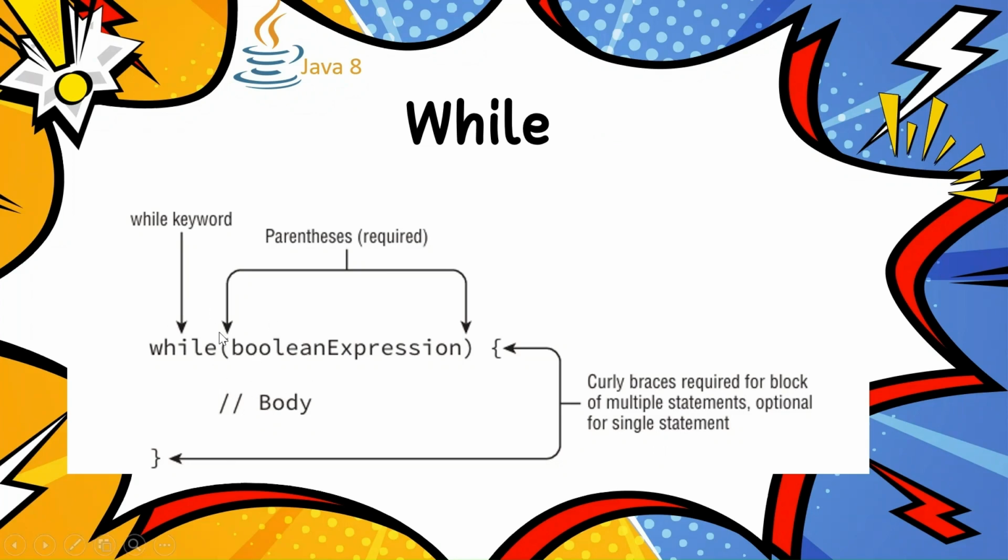So we have the syntax for using a while loop. You have your while keyword, you have parentheses with your Boolean expression inside them, and you have your curly braces open and closed, and inside that you put the body of statements that you want to perform the looping over.